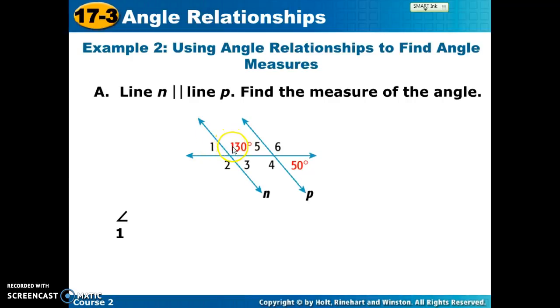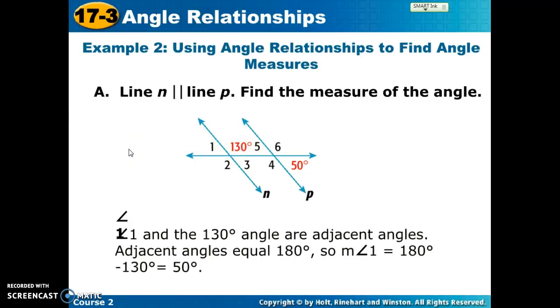If you have a fence in between there, you're next door, so you have to equal 180. So I can subtract 130 from 180 to find the measure of angle 1. Angle 1 and the 130 degree angle are adjacent angles. So 180 minus 130 gives you 50 degrees. So the measure of angle 1 is 50 degrees.